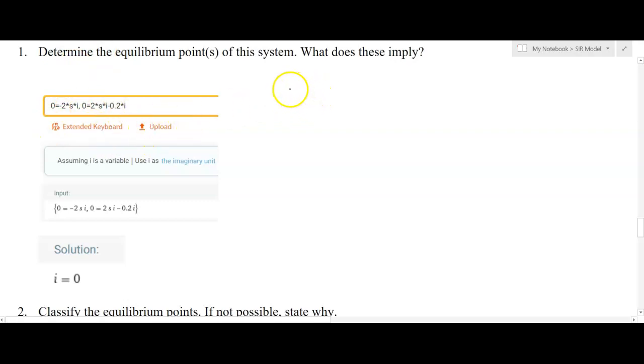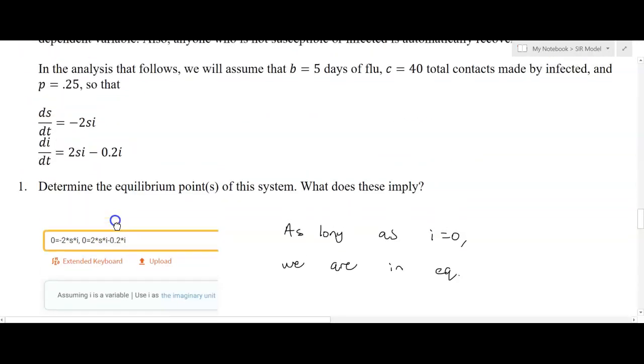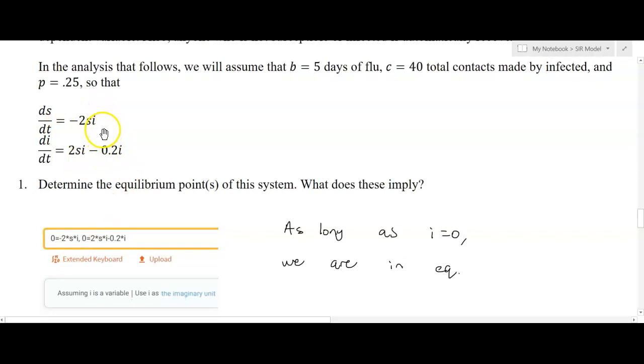So for example, as long as I equals 0, we are in equilibrium. Well, what does that mean exactly? Well, that means that the one and only way for this system to produce equilibrium values is for I to be 0. And I shouldn't say that's one way, but it requires that I be equal to 0.